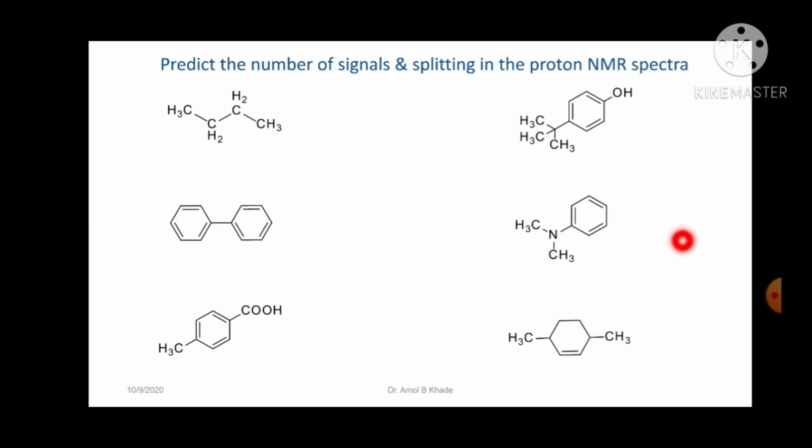Then look at this last structure, which sounds a bit complicated. Here, how many signals are we expecting? If you see here, this CH3 and this CH3 are in the same chemical environment, so they both together will give only one signal. And you can see this particular carbon has one H. So the neighboring carbon of CH3 has one proton, so it will be giving a doublet here.